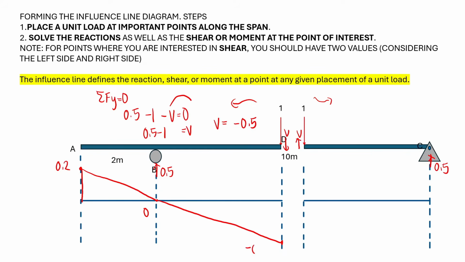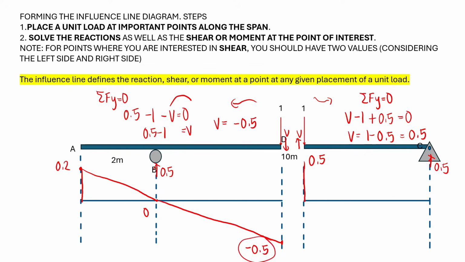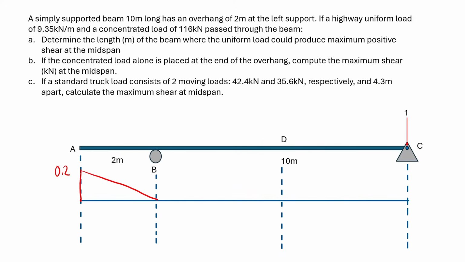This is negative 0.5. Now, here at the right side, we'll get another shear value. So we have summation of forces along Y. We have plus V, and then minus 1 plus 0.5. This is equal to 0. And so our V will become 1 minus 0.5, which is equal to positive 0.5. And so at this point, the shear at the midspan will be positive 0.5. So this is 0.5, and then we'll just actually connect the two. And so once we connect them, we'll have this figure. This was minus 0.5, and this is 0.5.